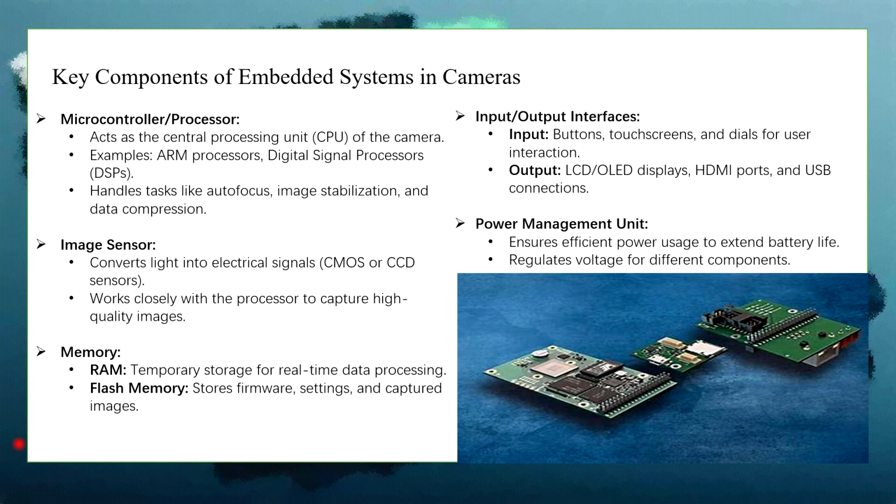Microcontroller/processor acts as the central processing unit (CPU) of the camera. Examples: ARM processors, digital signal processors (DSPs). Handles tasks like autofocus, image stabilization, and data compression. Image sensor converts light into electrical signals, like CMOS, CCD sensors. It works closely with the processor to capture high-quality images.